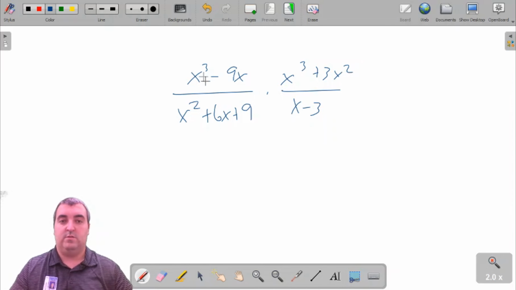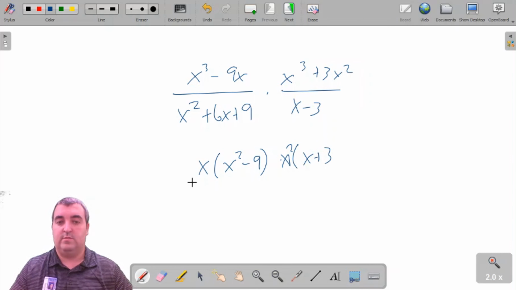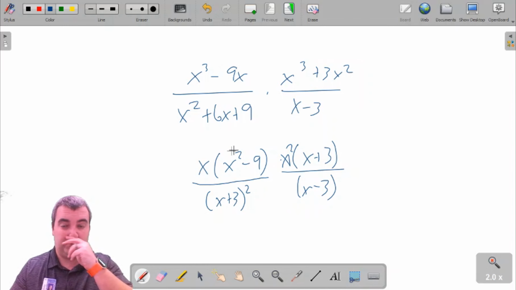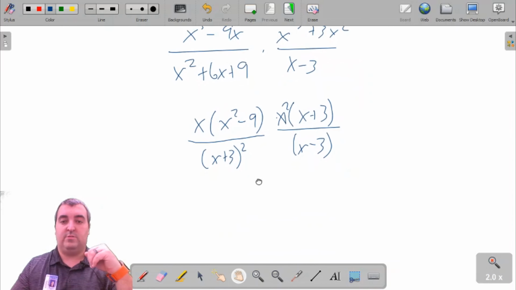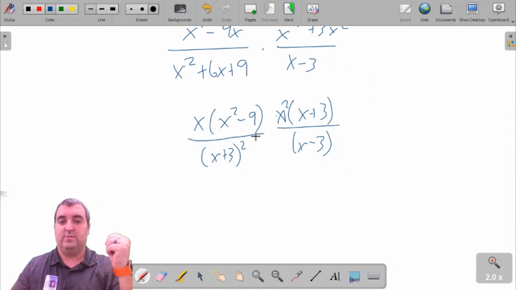So the top there factors to x times x squared minus 9, which we'll factor in a second, and then x squared and x plus 3, and so that's just the GCF there. The bottom factors to x plus 3 squared, and oops, I forgot parentheses here. That x minus 3 we cannot factor. Okay, so we multiply straight across, which in turn is really just making this all one big fraction, right?